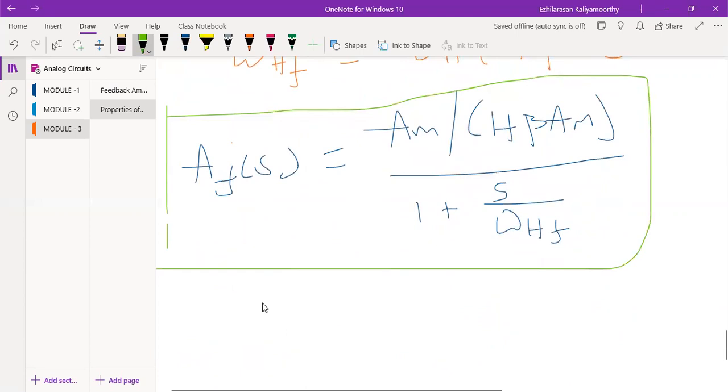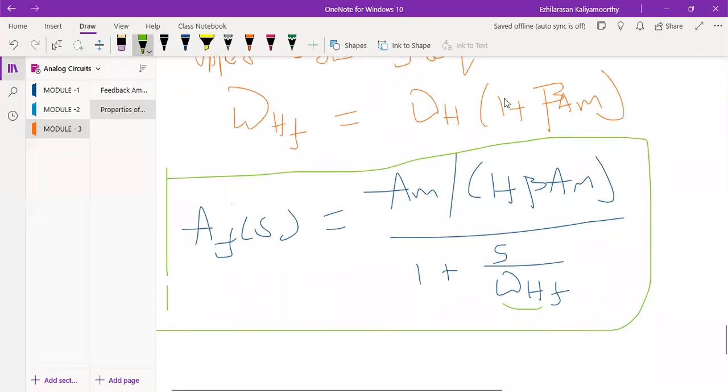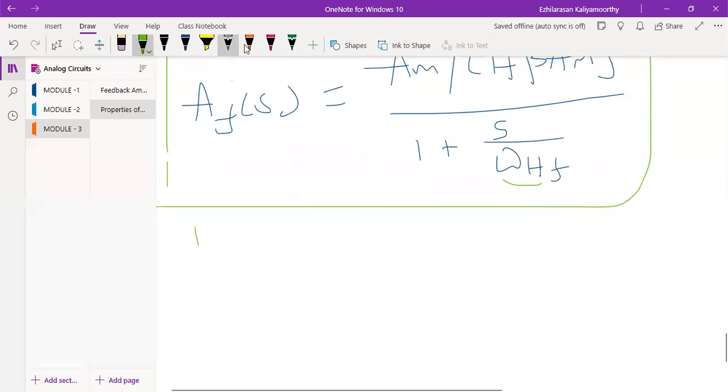Now it follows that the upper 3 dB frequency is increased by a factor equal to the amount of feedback, that is, 1 plus beta AM is nothing but the amount of feedback. So we can say this upper 3 dB frequency will increase while increasing 1 plus beta AM. If this is increasing, that also will increase. Now what about the lower? We can say that is upper. So now let us write the lower 3 dB frequency. What will be the lower 3 dB frequency now?